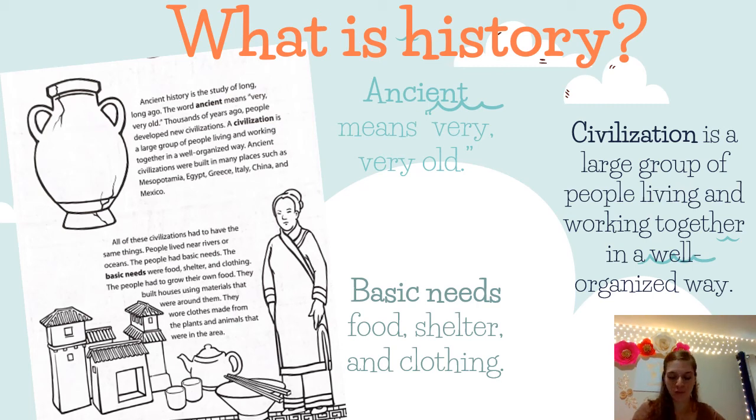Okay, let's read it. Put your finger on ancient history. Ancient history is the study of long, long ago. The word ancient means very, very old. Thousands of years ago, people developed new civilizations. A civilization is a large group of people living and working together in a well-organized way. Ancient civilizations were built in many places, such as Mesopotamia, Egypt, Greece, Italy, China, and Mexico.